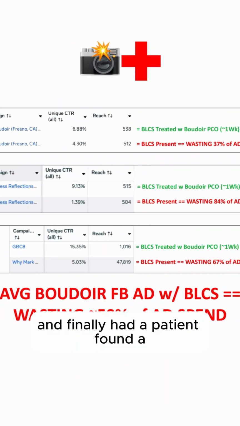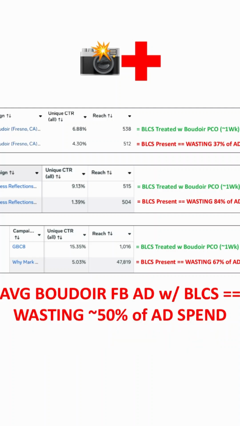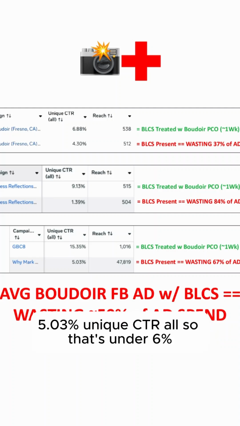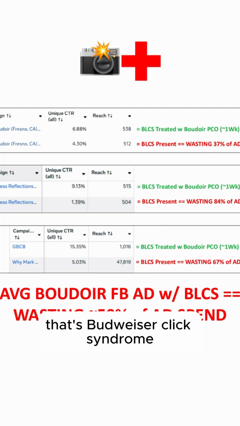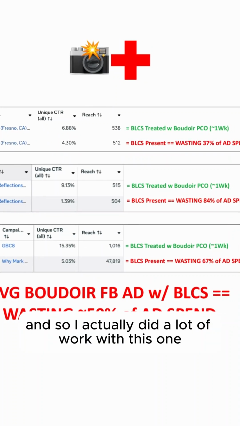And finally, I had a patient, I found his Boudoir Facebook ad. He had BLCS present, 5.03% unique CTR, so that's under 6%. That's Boudoir low click syndrome. And so I actually did a lot of work with this one.